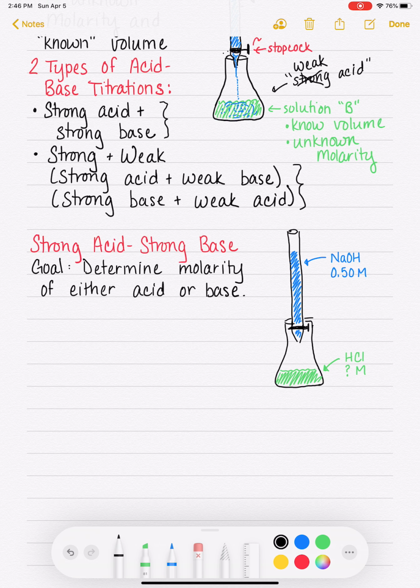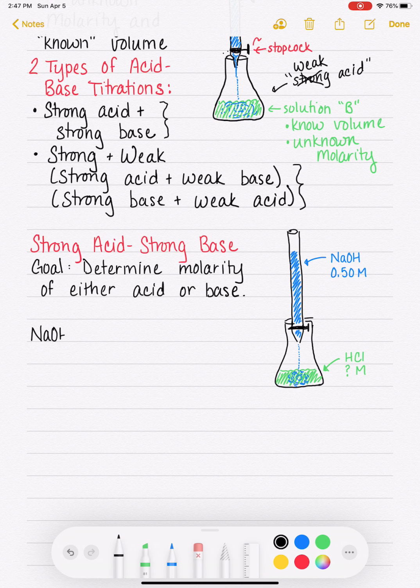The way that we're going to do it is by reacting the sodium hydroxide with the hydrochloric acid. So what we will do is open up the stopcock on the burette, and allow the NaOH solution to drip down into the hydrochloric acid solution. As the NaOH drips down, they're going to react with each other. So let's think about what that reaction is going to look like.